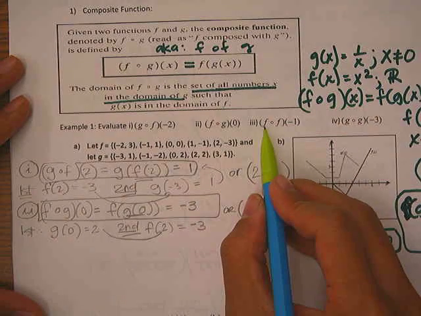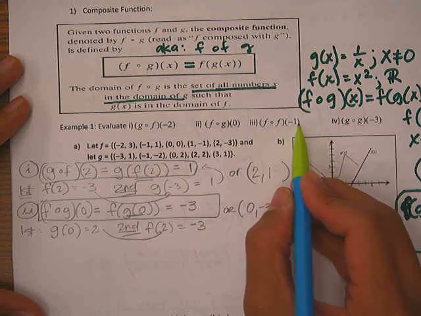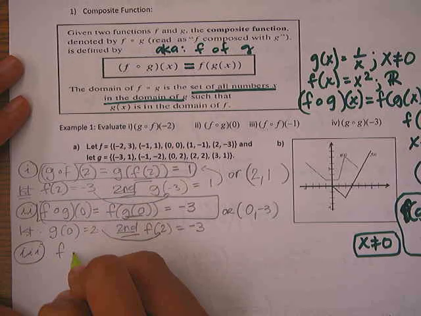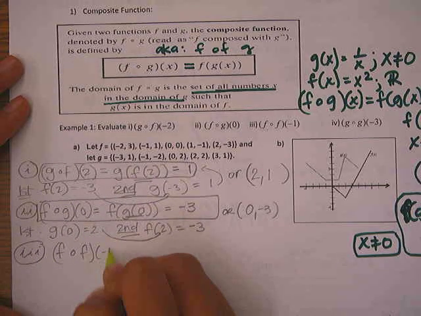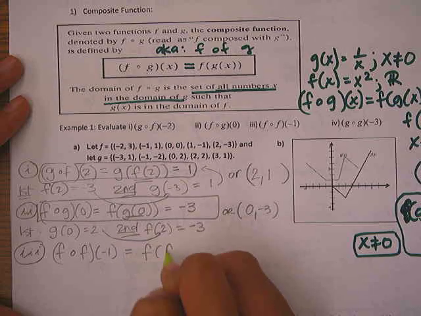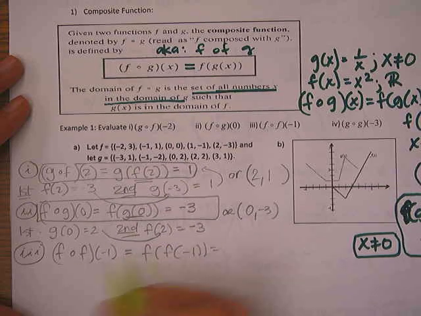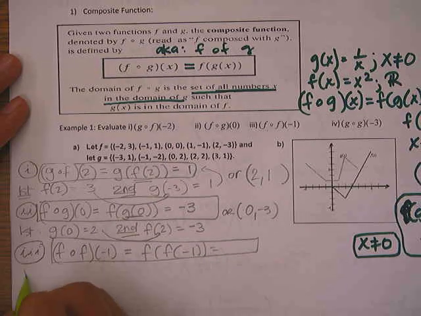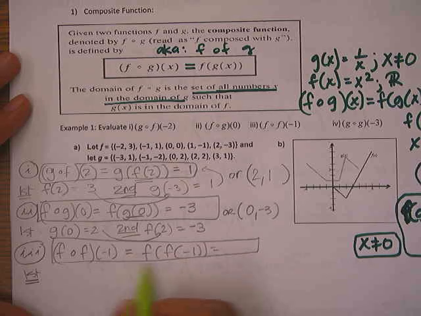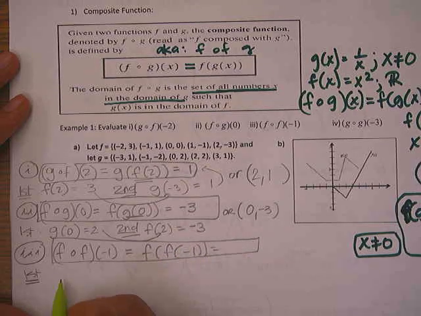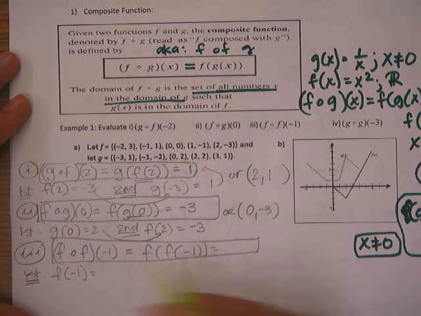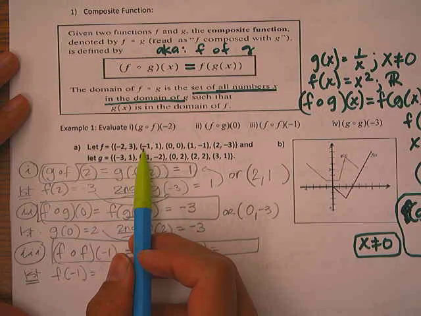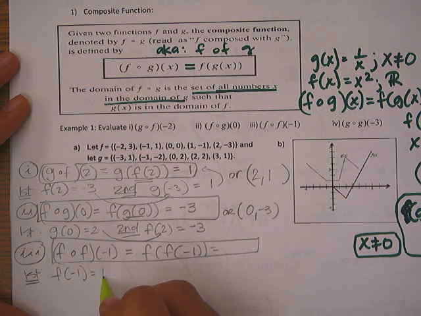Number 3, we have f composed with f of negative 1, or f of f of negative 1. Let's box this up. The first thing we are going to do is the inner component, which is f of negative 1. When the input is negative 1, the output is 1.